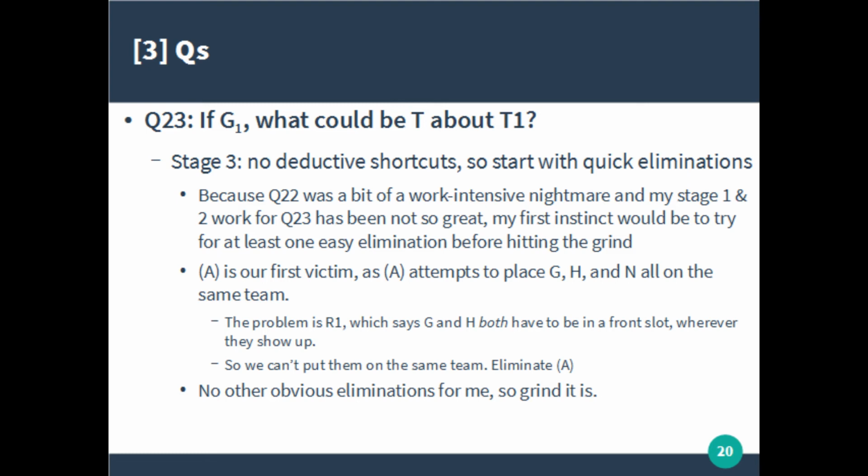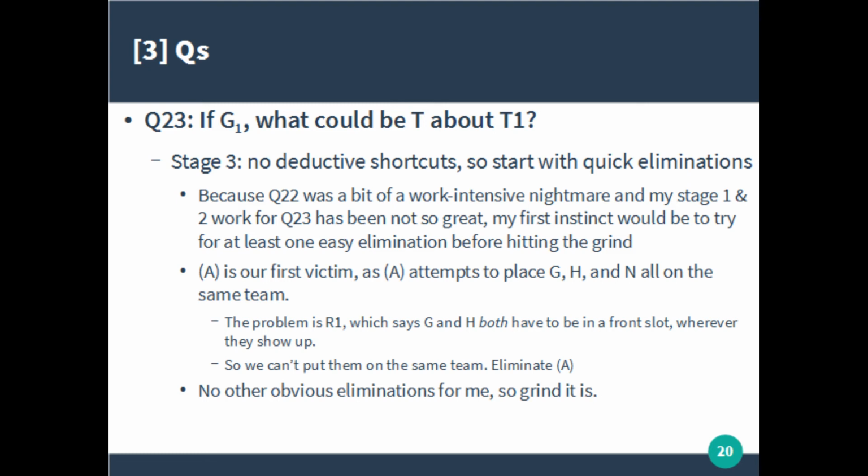So again, because question 22 was a bit of a work-intensive nightmare, I would probably be feeling some time pressure if this were a testing situation. And my stage 1 and 2 work for question 23 in this imaginary scenario wasn't so great. I didn't have that Q and L insight. I didn't have a whole bunch of stuff in my back pocket about how not being able to place Q in the right spot restricts us from using H, and that really restricts us from filling team 2 easily. My first instinct would be to try to go for at least one easy elimination before hitting the true grind of testing all these answer choices.